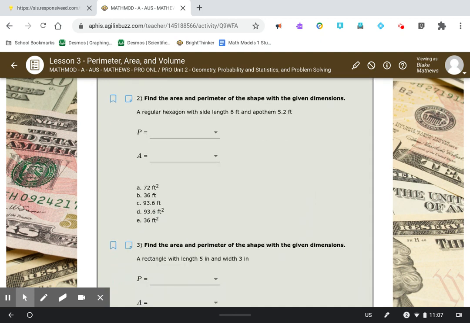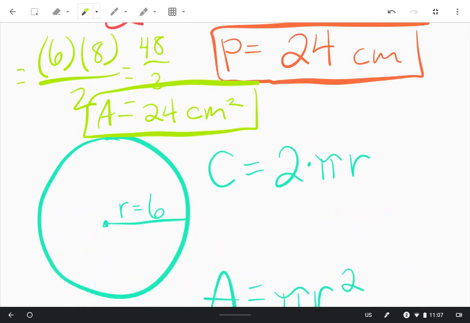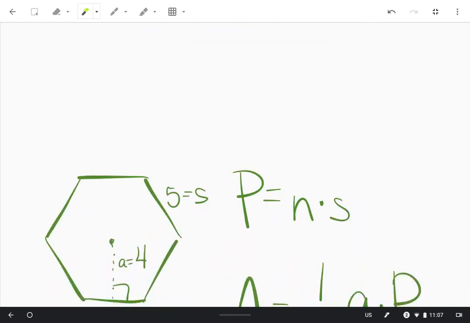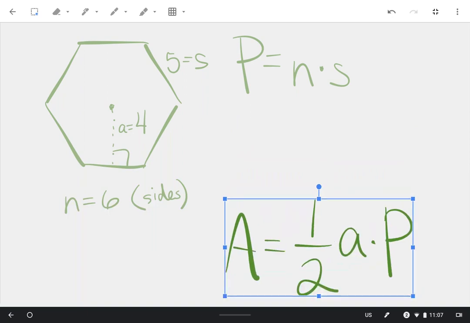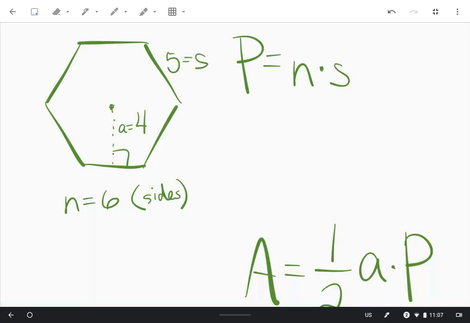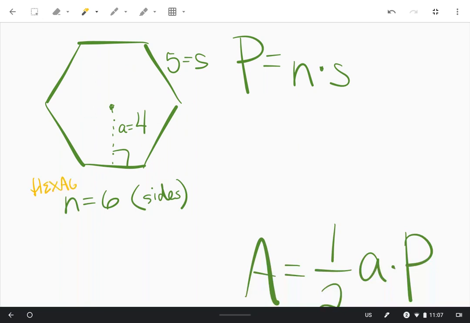Okay, number 2, find the area and perimeter of a regular hexagon. All right, so for a regular hexagon, I've got an example for that as well. Scroll down. There it is. So the formulas for finding the area and perimeter of a regular polygon are the following. You find the perimeter by doing the number of sides, n, times the side length, s. The number of sides is not necessarily going to be provided for you, but since this is a hexagon, we know that the number of sides is 6.